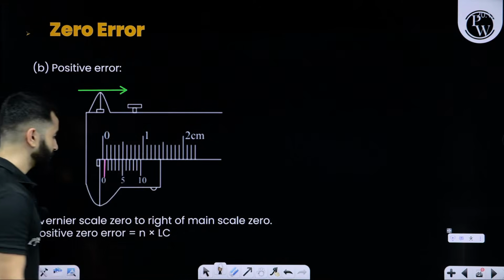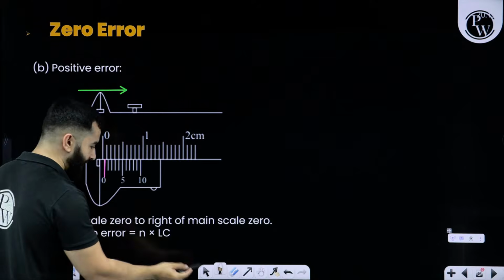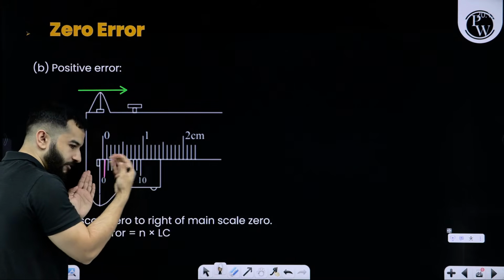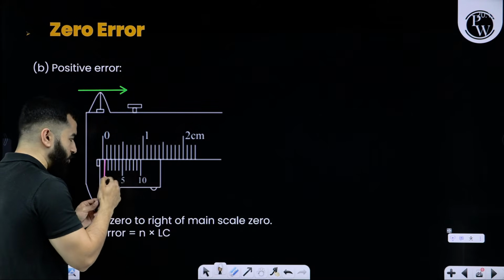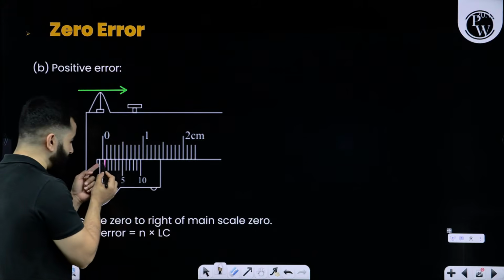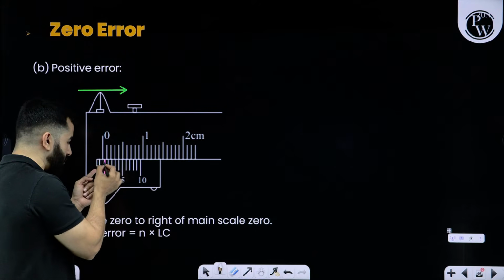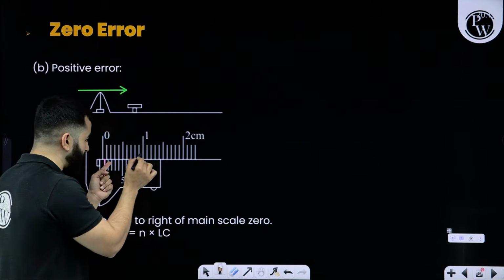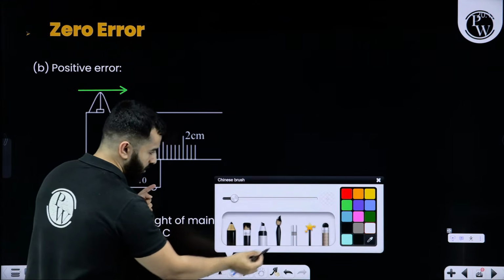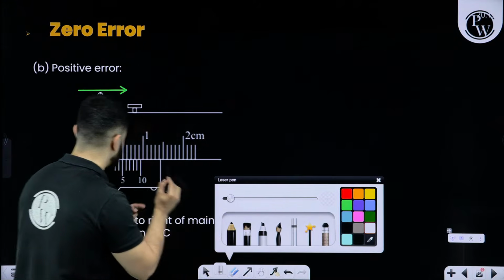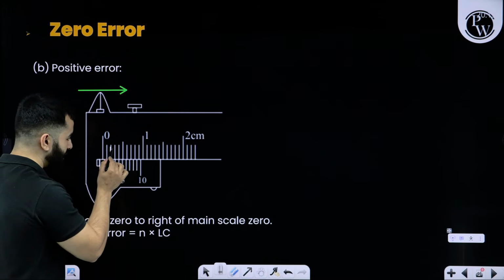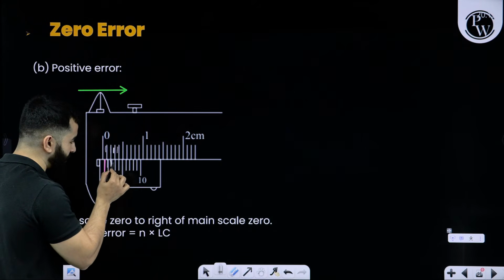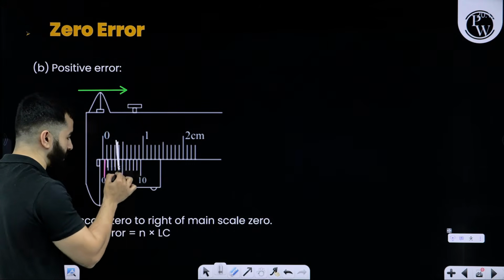is towards the right of the 0 of the main scale. Please understand, right now there is nothing in between these jaws. It should have given the reading as 0. But because it is not actually coinciding with the 0, we are going to find out the next coinciding division. So this is first, second, third, fourth. You can see the fourth division is coinciding, right?